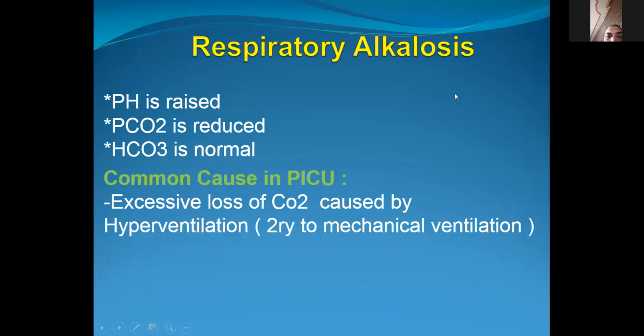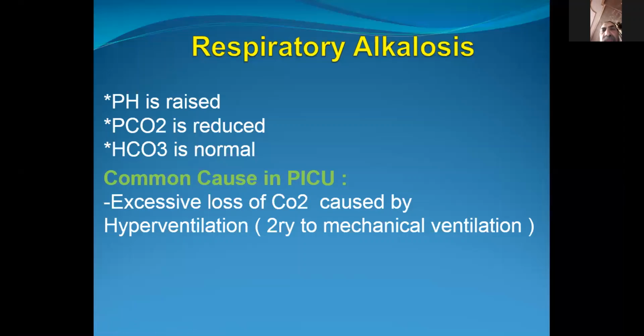The second disorder we could see, but you will not see much in the ward or ER, you will see more in the ICU, the respiratory alkalosis. From the name, we can expect pH will be high, more than 7.45, your PCO2 will reduce, and bicarb is normal. The most common causes, as we mentioned, you see in PICU by hyperventilation.